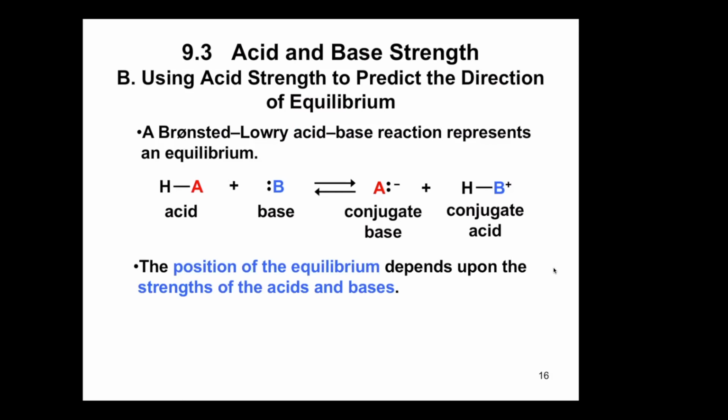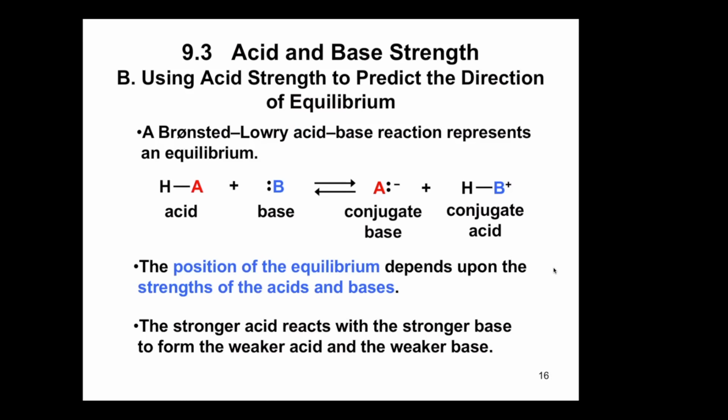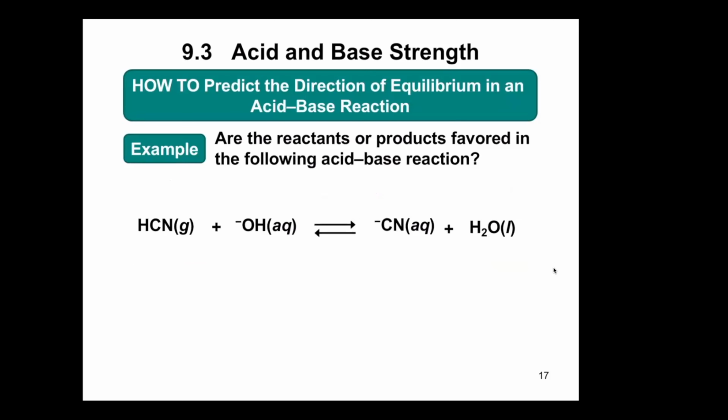Always remember that the position of the equilibrium depends upon the strengths of the acids and bases. And always keep in mind that the reaction will always favor the formation of the weak acid. Again, the reaction will always favor the formation of a weak acid. So example here, we have the reaction between cyanic acid and hydroxide forming cyanide and water. So how do we predict the direction of the equilibrium?